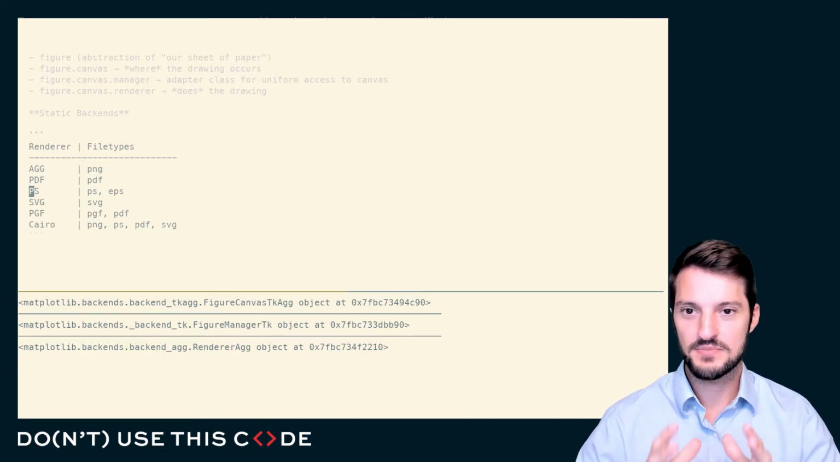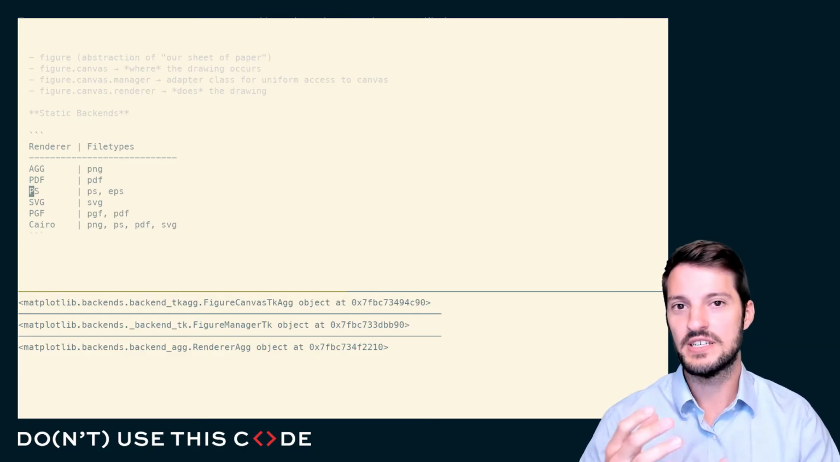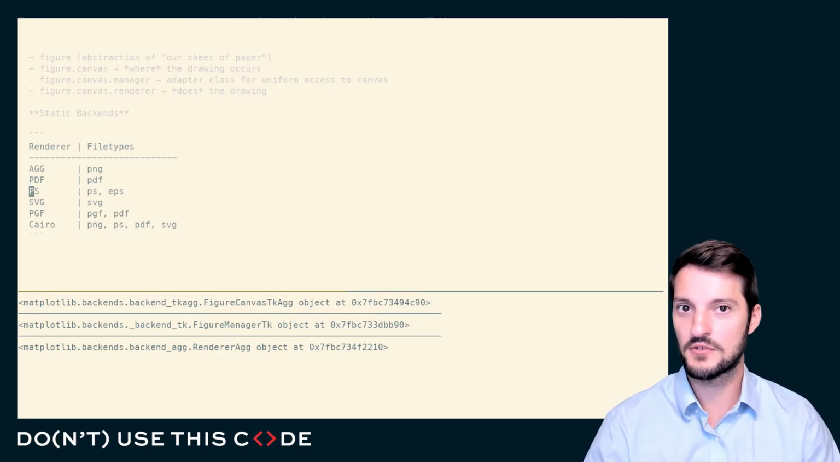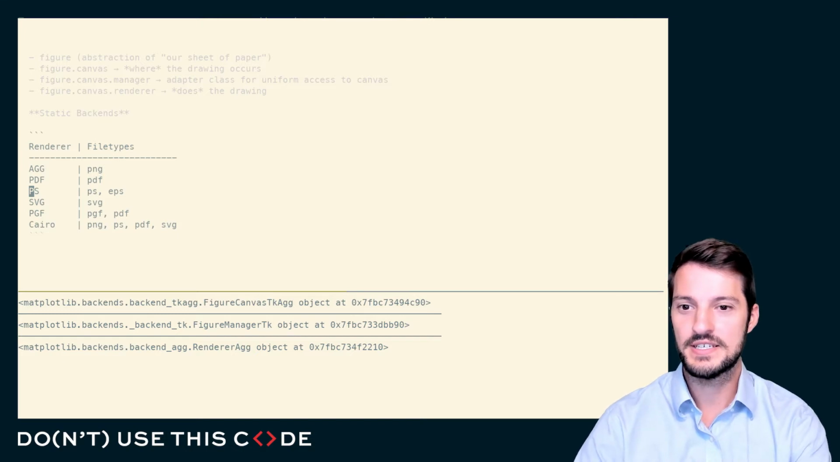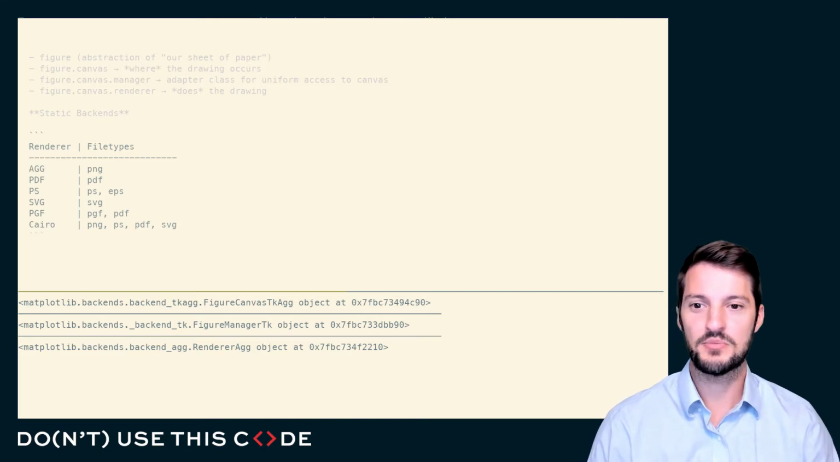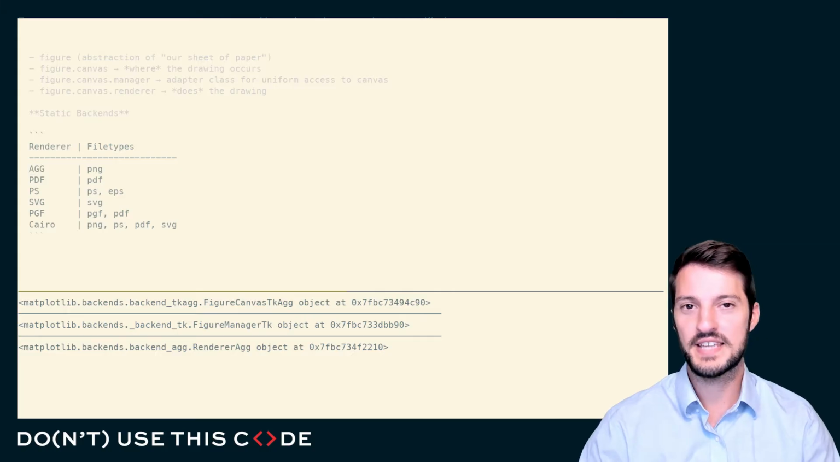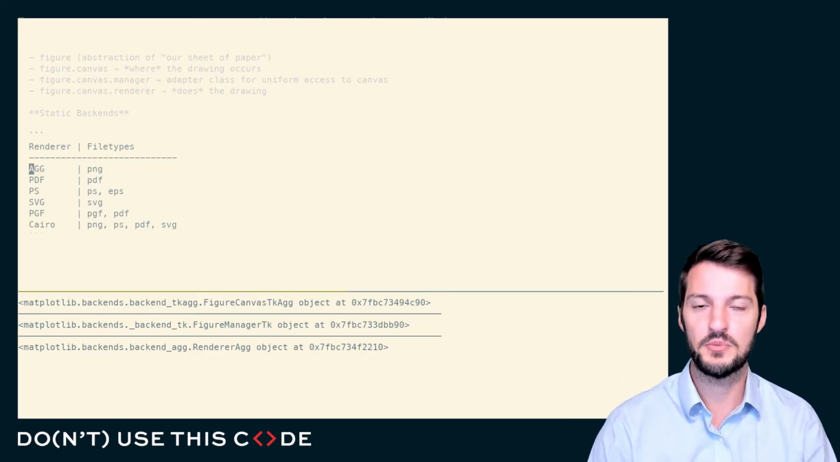Now, we do have different classes of backends. And I'll break these up as best we can. We have static backends. These are things that we're not going to be needing an interactive, so a graphical user interface, for. This is our ag backend, our PDF, and so on and so forth. This is how Matplotlib can render and write to all these different file types without actually displaying your image to a window in front of you before it does that.